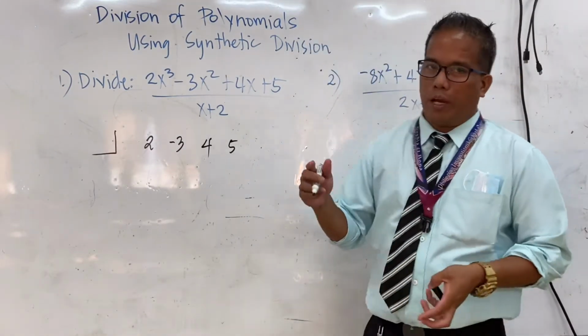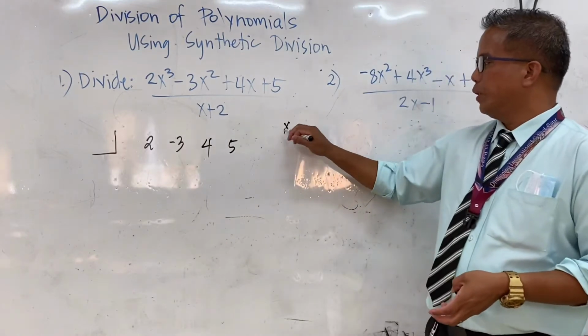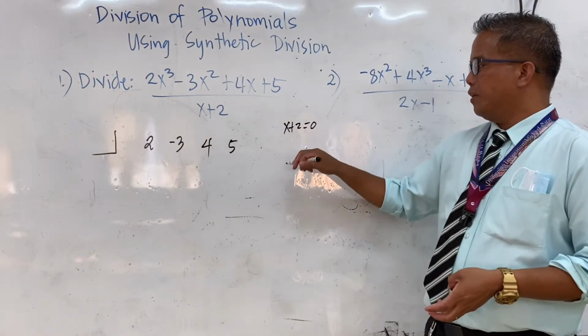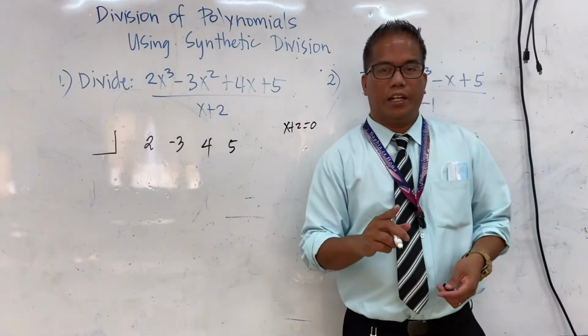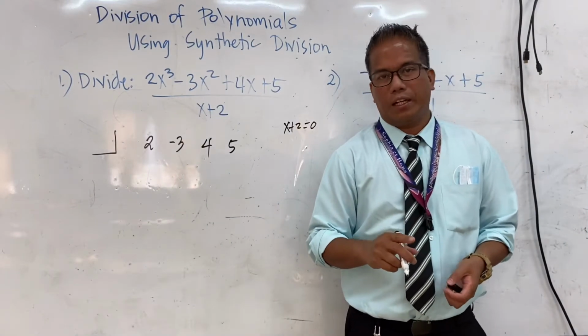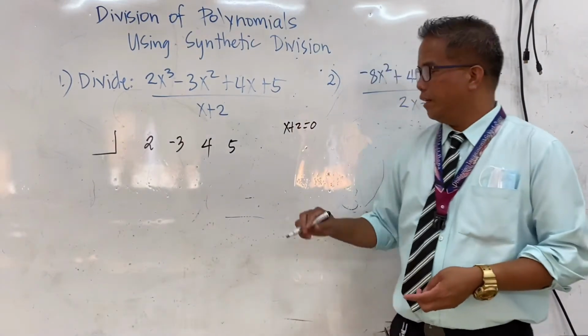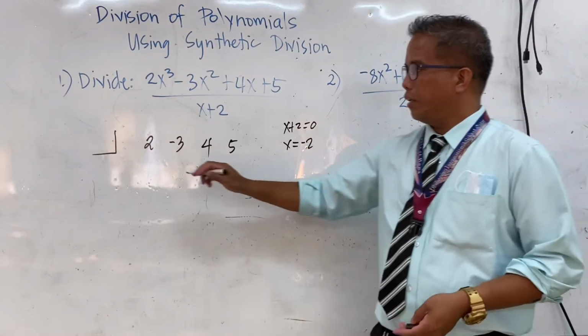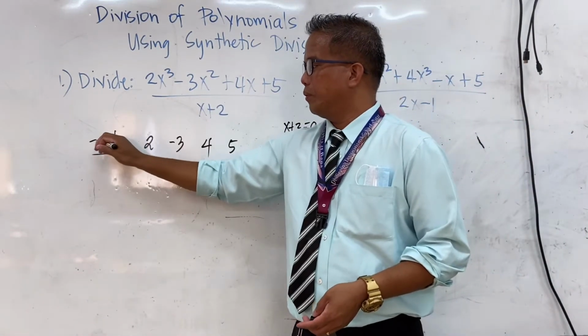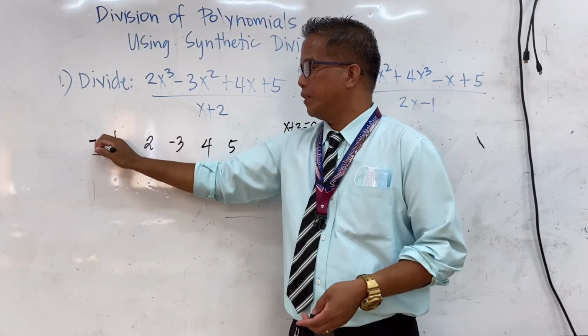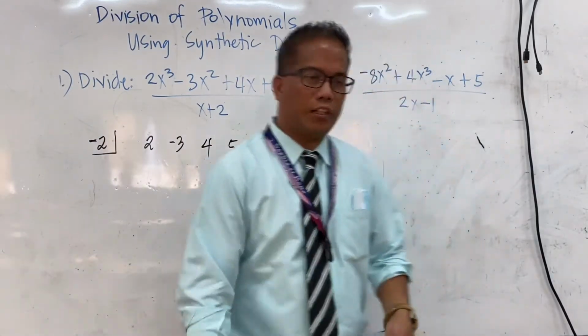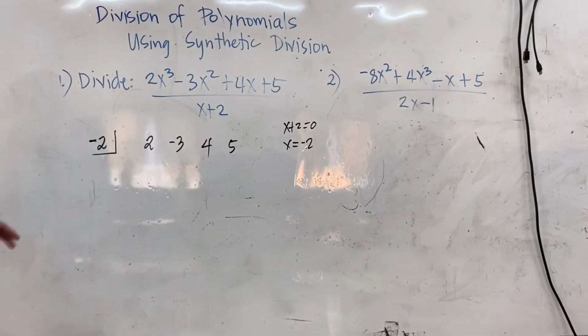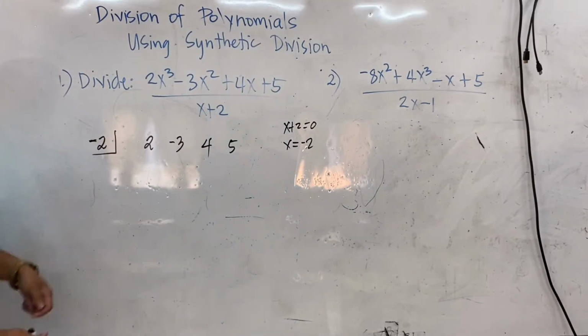So we have x plus 2 is equal to 0. Applying the subtraction property of equality, we now have x equals -2. So here we will use -2 as our divisor. Okay? Let's start, with -2.